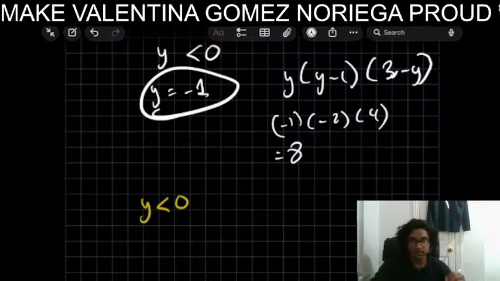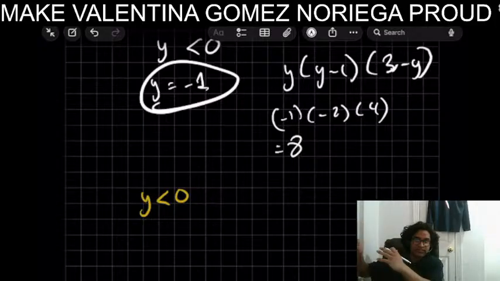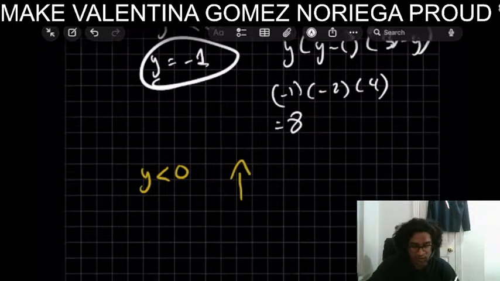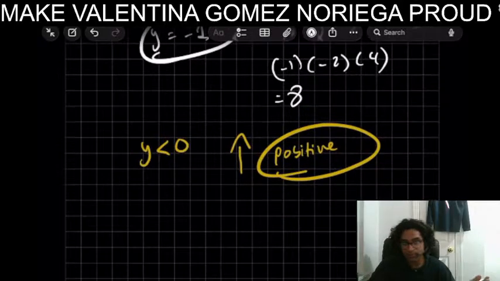So when y is less than 0, for any interval for y less than 0, it is positive. And if it is positive, we say that it will go arrow up. We're going to draw a graph, and then I'm going to explain the arrow up, arrow down. Don't worry about it. So when y is less than 0, it'll be positive, which means it is going to go up.